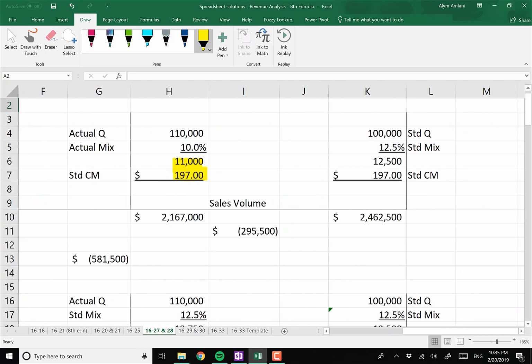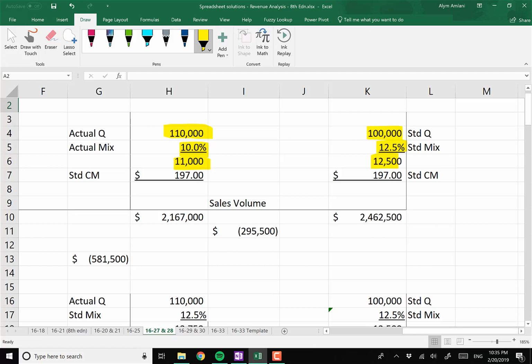On the sales volume side, again, we've got an unfavorable variance here. Now, that's because our standard quantity was 100,000, but our standard mix was 12.5%. And regrettably, our actual mix ended up being only 10% of 110,000. So the total volume we ended up selling was 11,000 tablets, compared to the 12,500 tablets we expected to sell. Holding contribution margin constant, this gives us an unfavorable sales volume variance of $295,500.